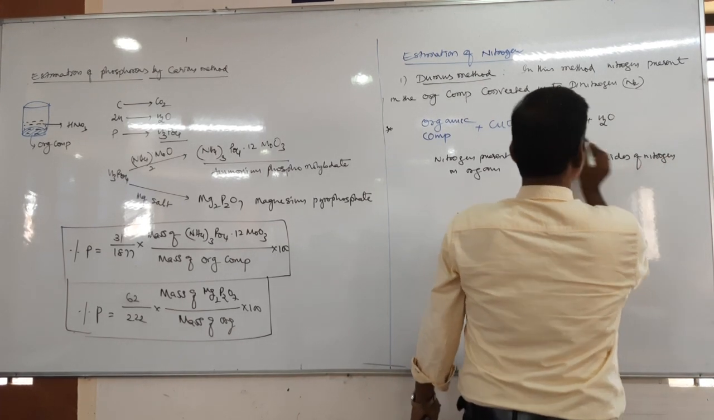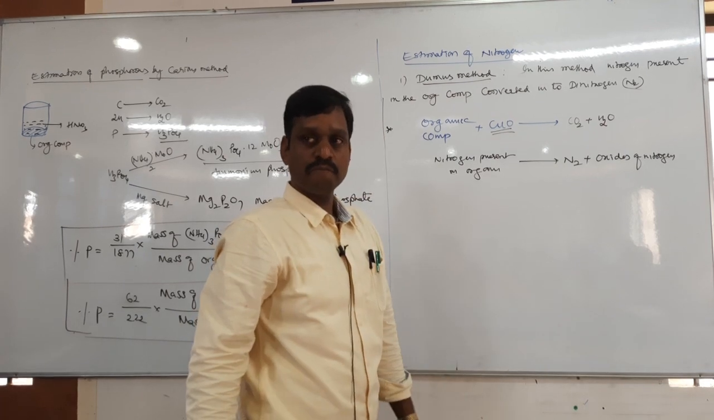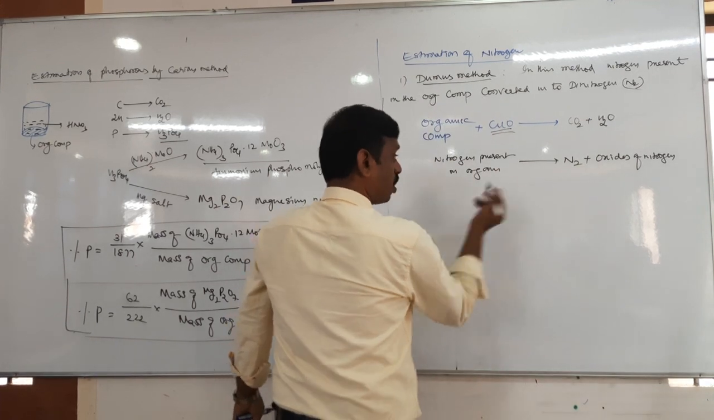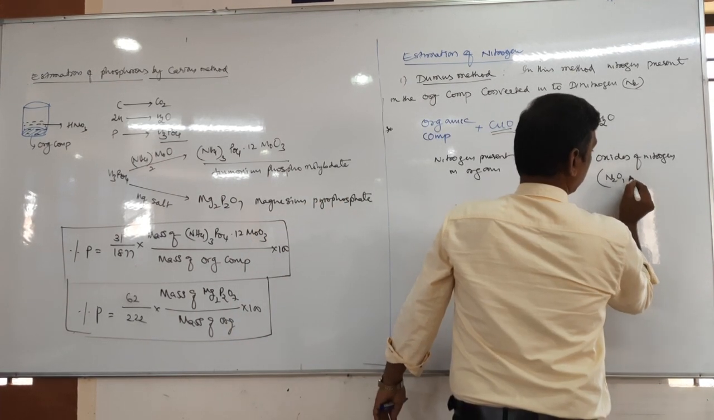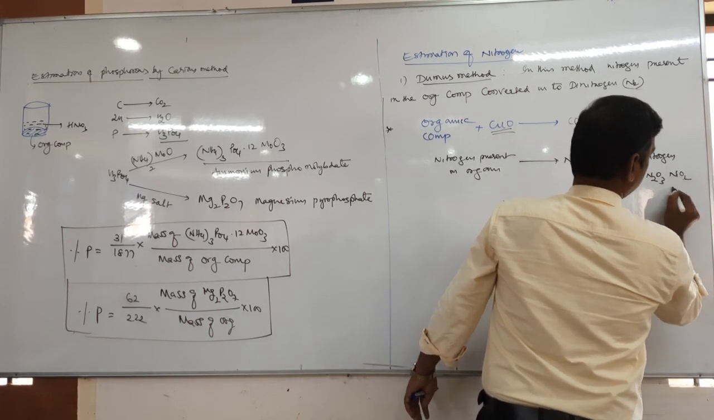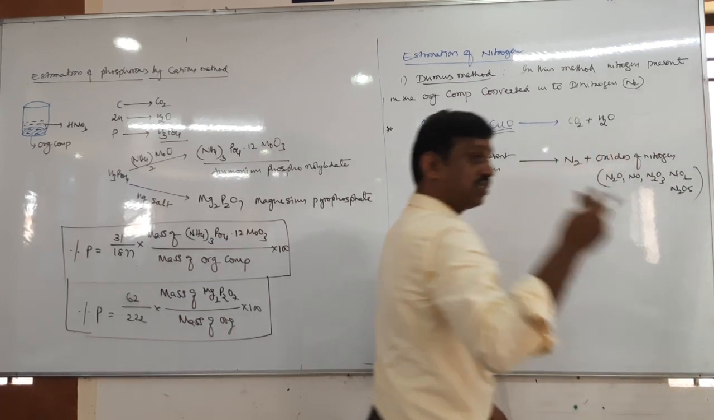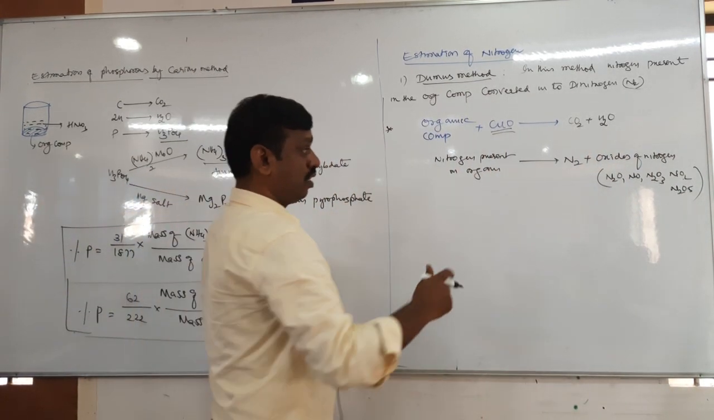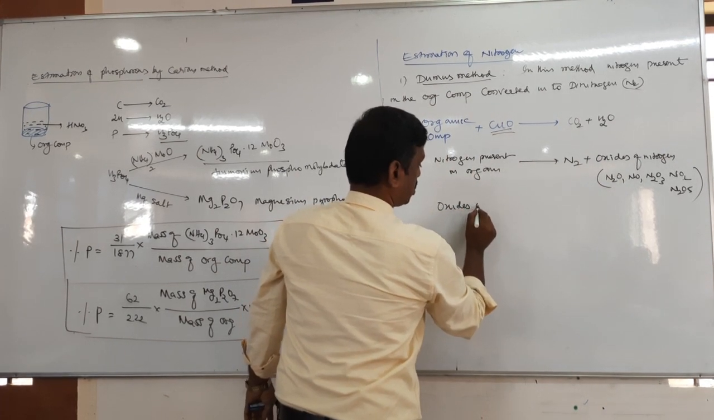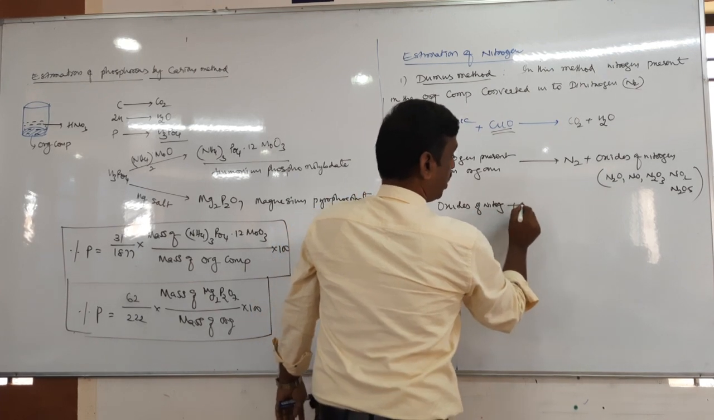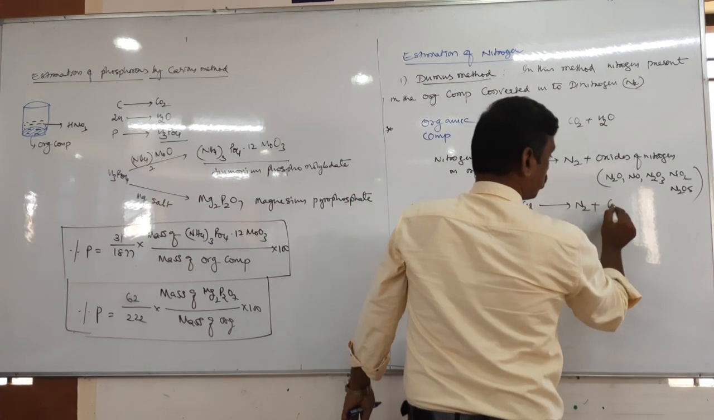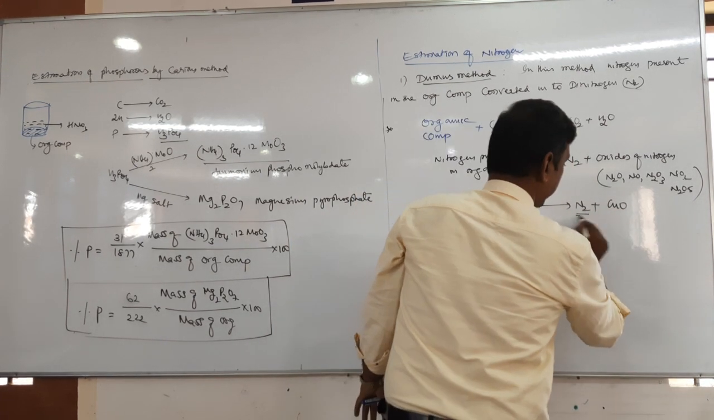Why oxides of nitrogen? Because there is CuO. You will get N2 along with oxides of nitrogen. What are the oxides of nitrogen? N2O, NO, N2O3, NO2, N2O5, etc. These are the oxides of nitrogen. Now all these oxides of nitrogen are heated with copper metal. So you will get N2 gas, and copper metal converts into copper oxide. Then finally you will get N2 gas.